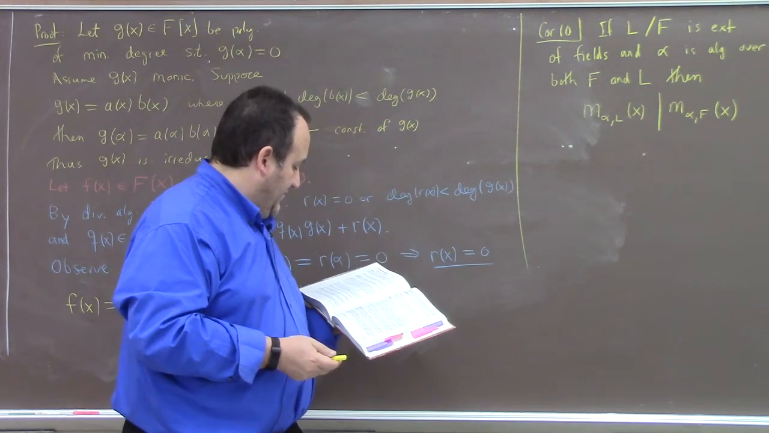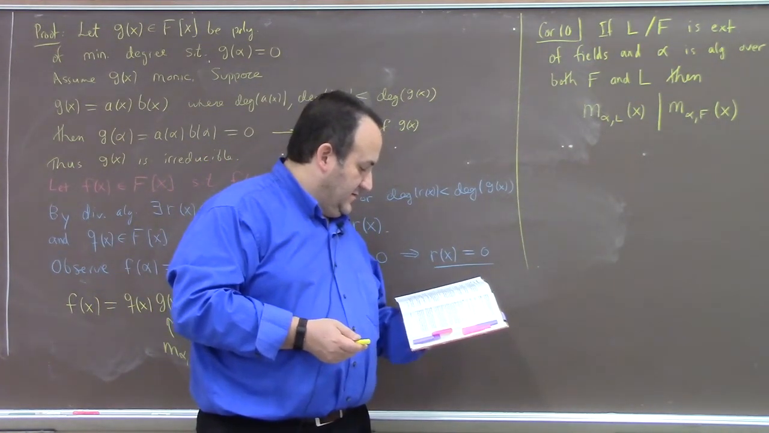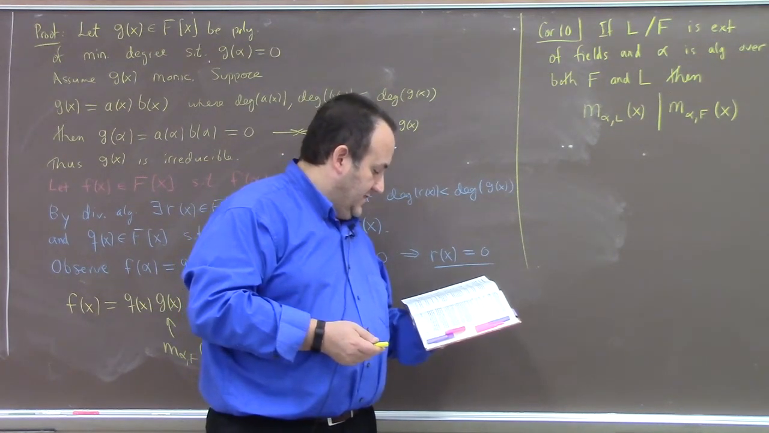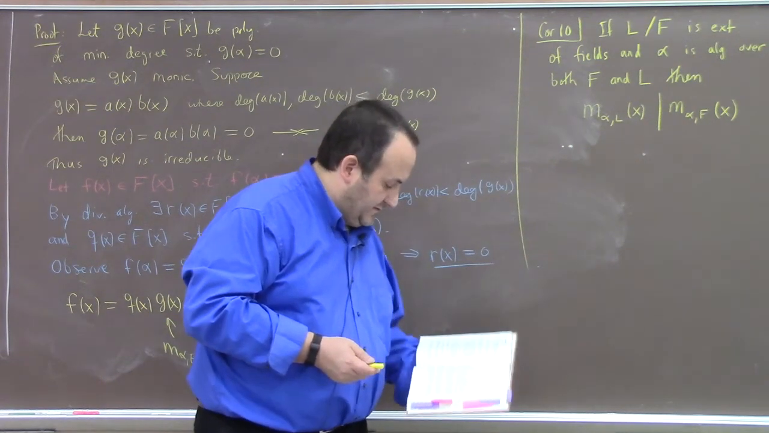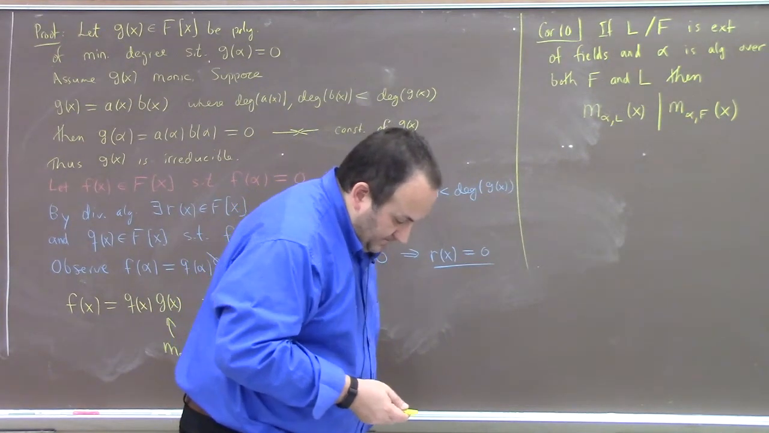He said this is immediate from the second statement in proposition 9 applied to L, since m alpha comma F of x is a polynomial in L of x having alpha as a root.